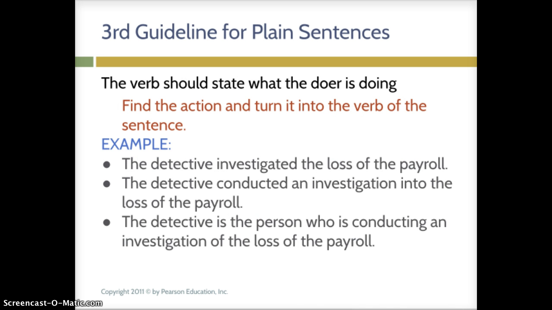The third guideline for plain sentences is that the verb should state what the doer is doing. Find the action and turn it into the verb of the sentence.